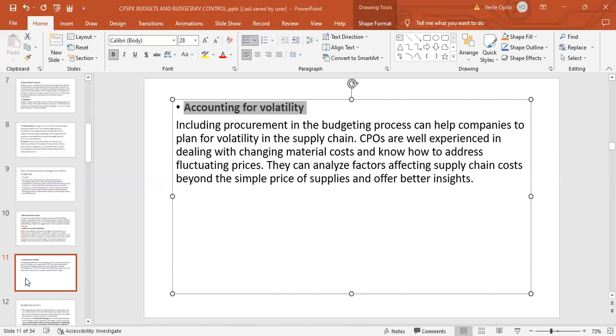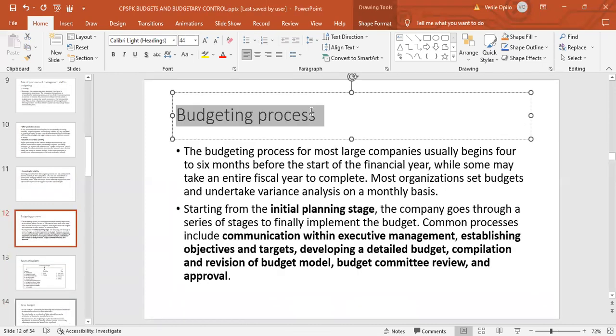So those are some of the roles of the procurement staff in the budgeting process. So the next thing, we just look at the budgeting process, what it entails.